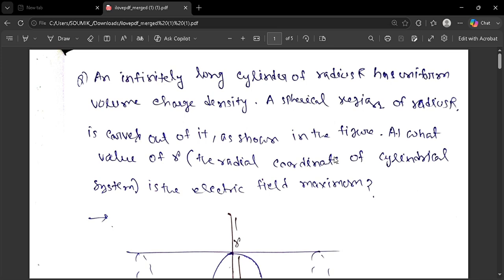Hello everyone, today we are going to solve some important conceptual advanced physics problems from JEST 2024 physics.